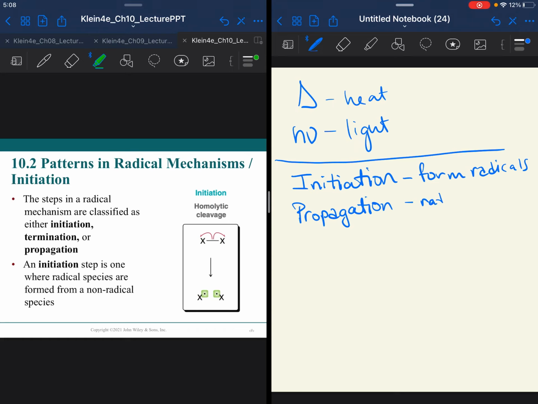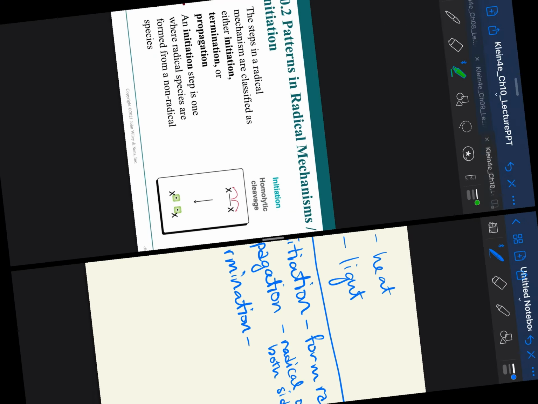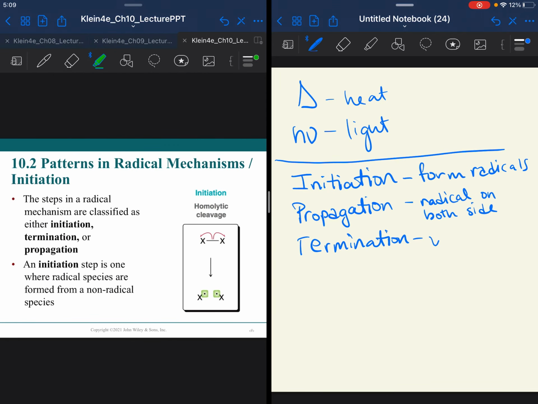Propagation is where you're going to have a radical on both sides of the equation, right? So you have a radical at the start, it reacts and forms another radical, right? So you have something really reactive, it forms something else that's really reactive. And then lastly, termination. So in termination, we basically destroy the radicals or use up the radicals. So there's no more radicals on the other side of a termination step.